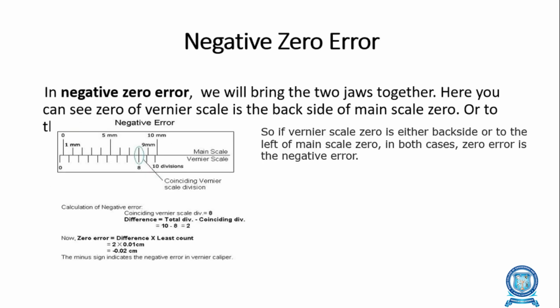Then what is the negative zero error? When we bring the two jaws to each other, the vernier scale 0 is behind the main scale 0. That is called negative zero error. Here, at some point, the number 8 coincides between the vernier scale and the main scale. The coinciding division is 8. The difference between the total division and the coinciding division is 2. So zero error is equal to 2 into 0.01 centimeter, so we get 0.02 centimeter as the negative zero error.